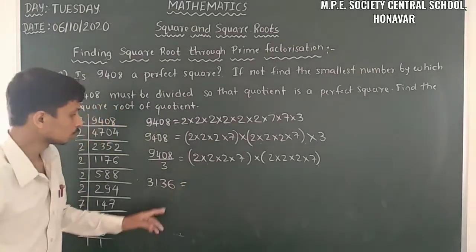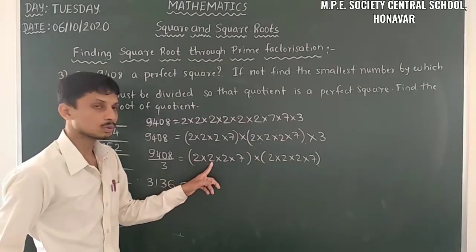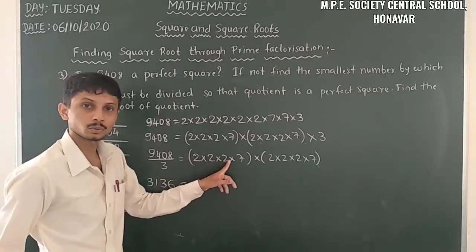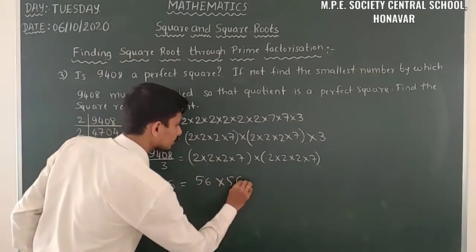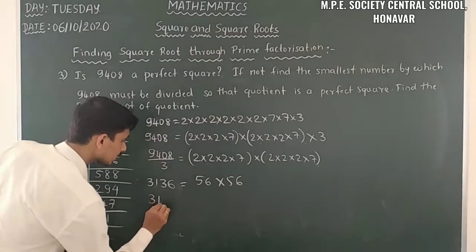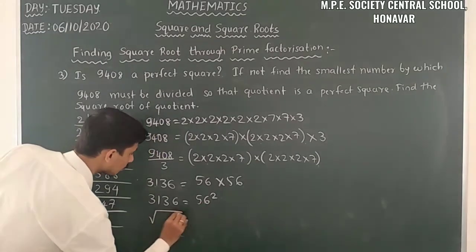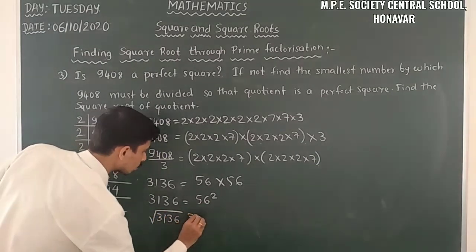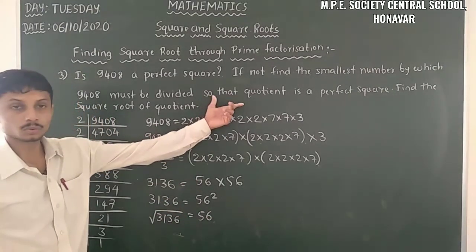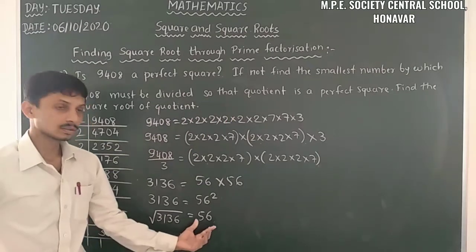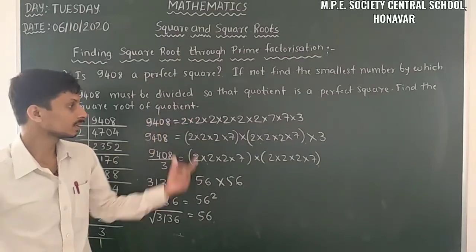So it is equal to, here 2 groups are there, we can find out each group: 2 into 2, 4, 4 into 2, 8, 8 into 7, 56, and the same 56. That is 3136 is equal to 56 square, that means the square root of 3136 is equal to 56. That quotient is 3136, and 56 is the square root of that quotient. So we already found that.